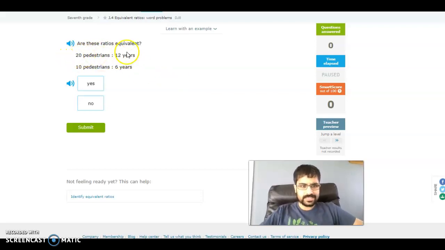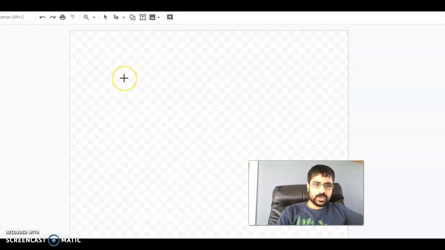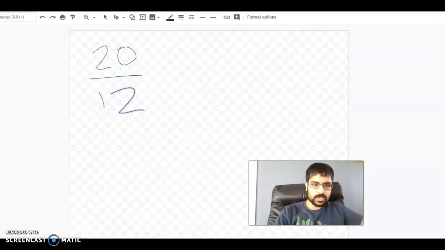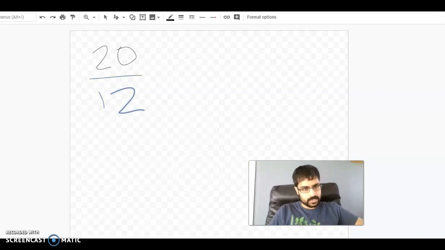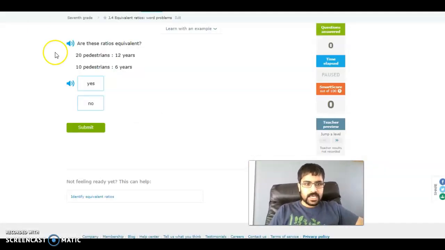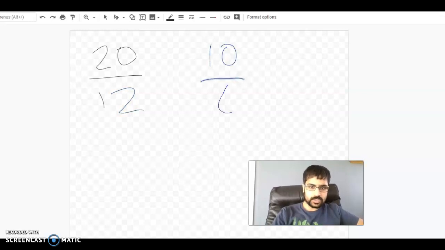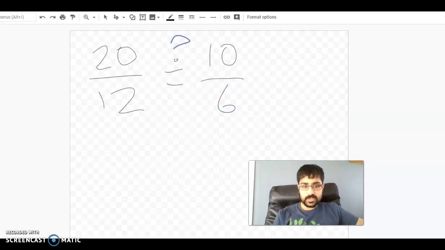So the first one is 20 to 12. When I turn that into a fraction, all I have to do is take that first number, put it on top, the second number, put it on the bottom, so that it's now a ratio written as a fraction, 20 to 12. Same thing happens with my second one. I've got 10 pedestrians to 6 years. So I'll go ahead and write 10 pedestrians to 6 years. There it is. I want to see if these two are equal to each other. And the quickest and easiest way to do that is to take the cross product of these two.